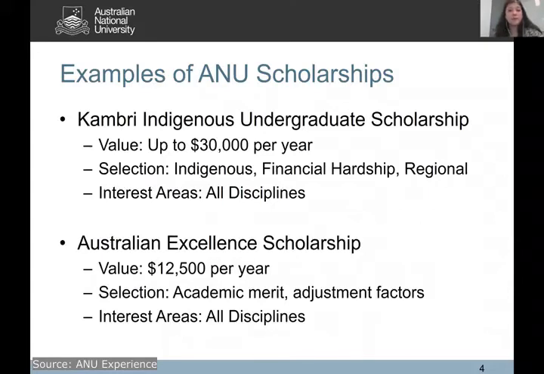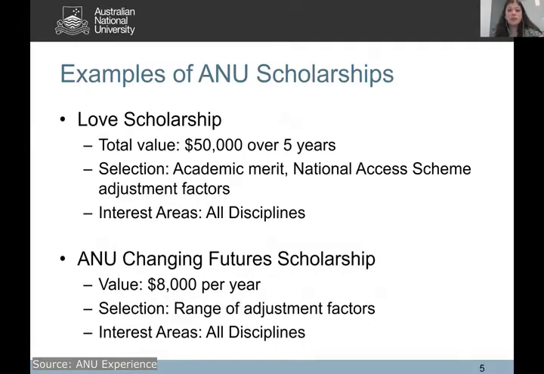And I've got another couple of examples on the next page. We've got the Love Scholarship. So that value is $50,000 over 5 years. However, the first year value is different to the second, third, fourth. Each year has a different value. So that's why we say $50,000 over 5 years. And that's academic merit. And again, adjustment factors open to all disciplines.